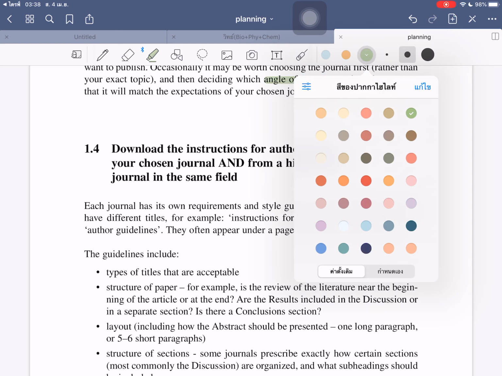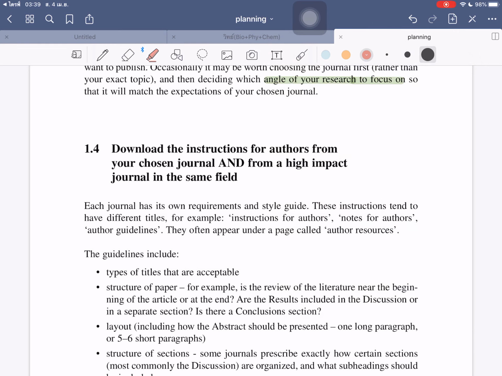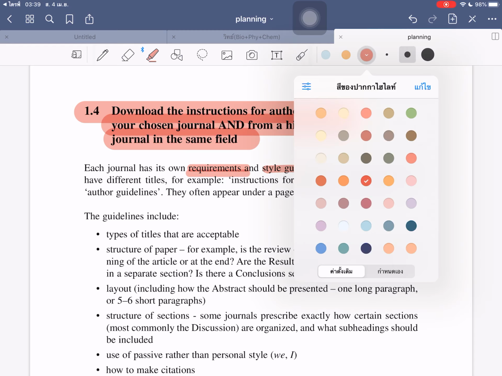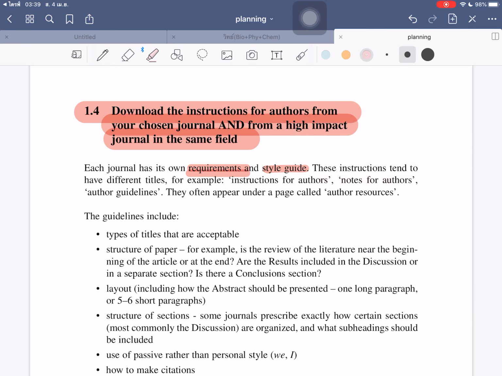Next one, number 4. You need to download the instructions for authors from the journal. What does it mean right here? You have to study the requirements and the style guide of each journal. Different journals have different style guides. You need to study their requirements in the style guides.